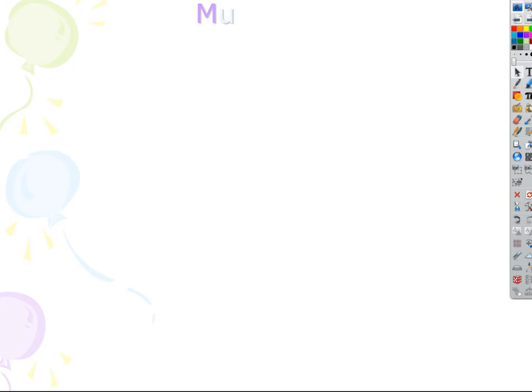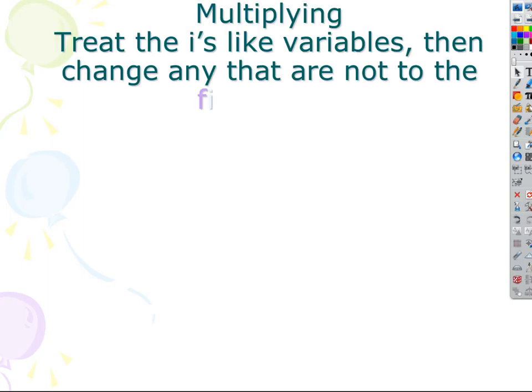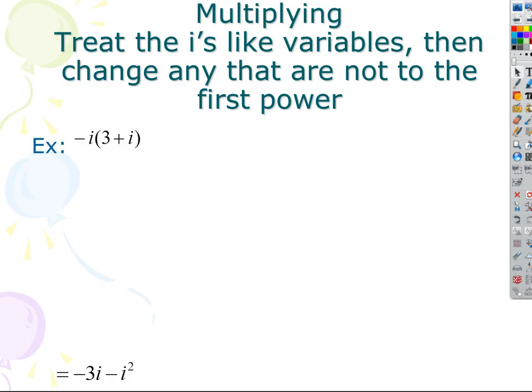Now, what about multiplication? Okay, you treat the i's like variables, but watch this. If I distribute the i there, I treat the i like a variable, so I get a negative 3i minus i squared. But what do we do to the i squared? What's i squared equal to? Negative 1. So whenever you get an i squared, you just turn it into a negative 1. And that's our answer. Right? So the product of these two complex numbers is that complex number. Make sense?